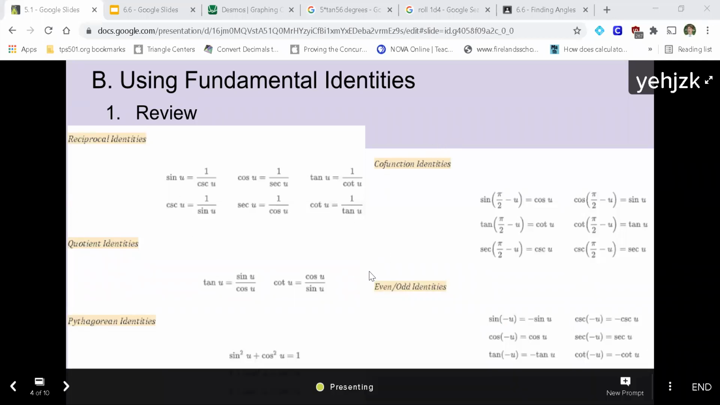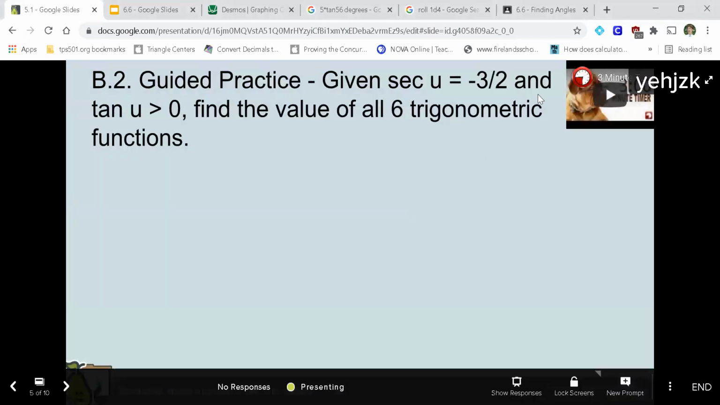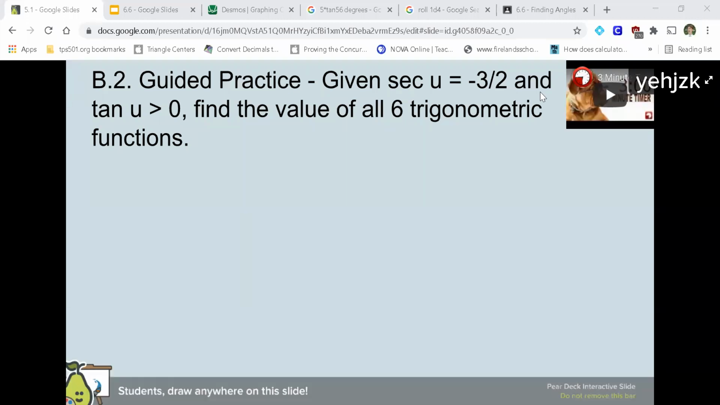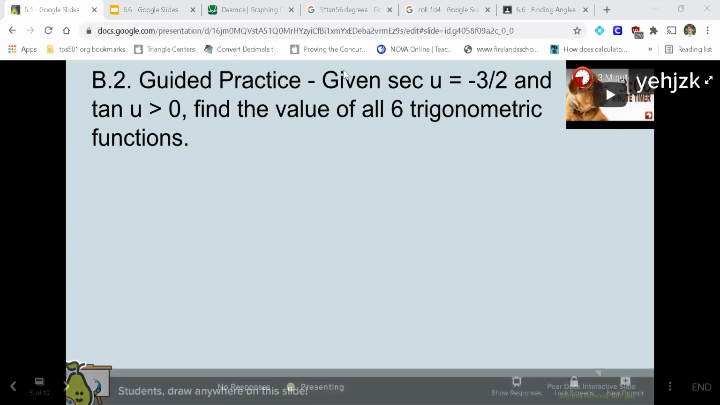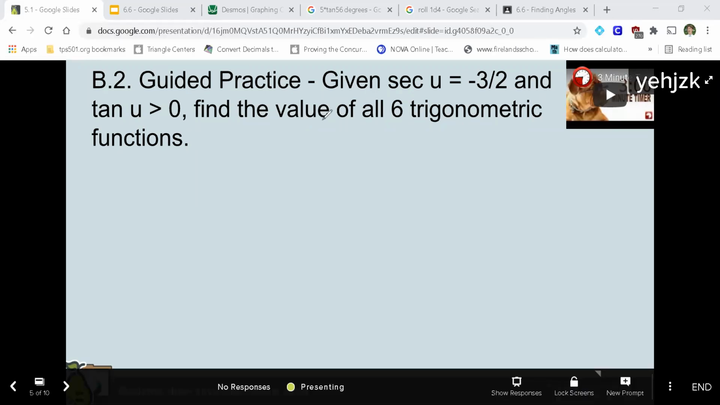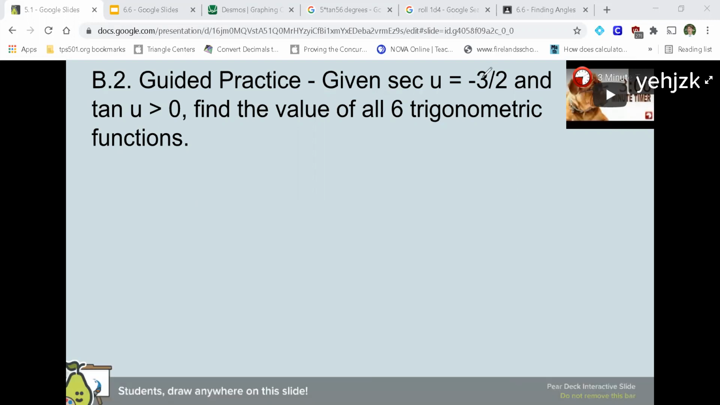All right, so now that we've talked through these again, let's do some review. So the first thing, evaluating, is not so bad. We just went over this shortly ago. So we're going to go straight into a guided practice for this one. If the secant of an angle u is negative 3 over 2, and the tangent of u is greater than 0, tell me what all 6 trig functions equal.